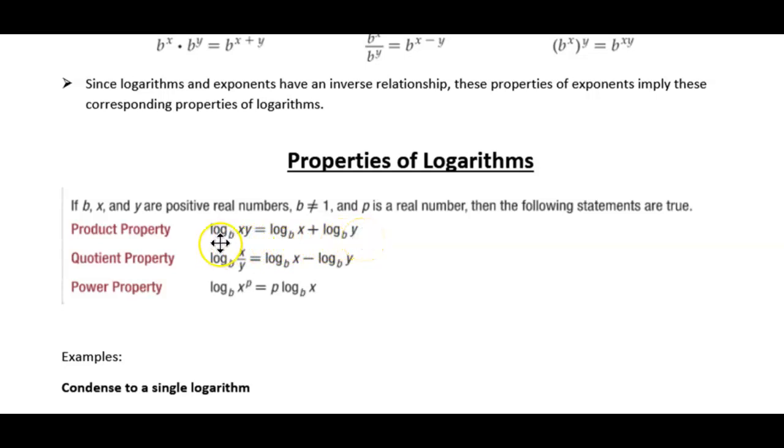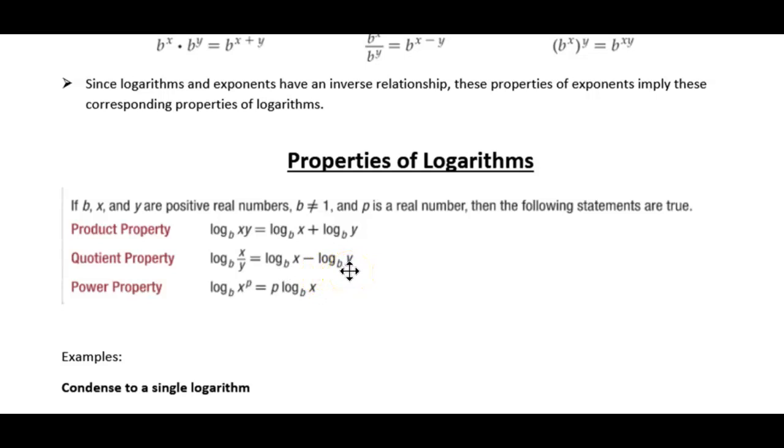Anytime you have a log and you're multiplying two things together, you can expand that out to two logarithms, and those logarithms are being added. That follows the property that when you're multiplying the same base, you add your exponents. So that's why this multiplication turns into an addition of logarithms. Similarly, whenever you are dividing two things of the same base, if we're taking the log of a quotient, you can expand that out to two logarithms: the log of the top thing minus the log of the bottom.